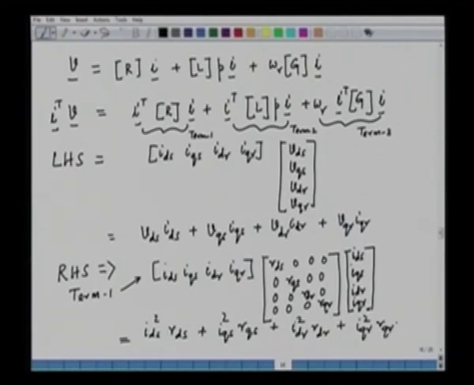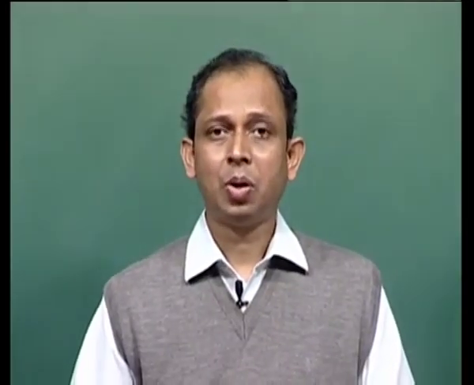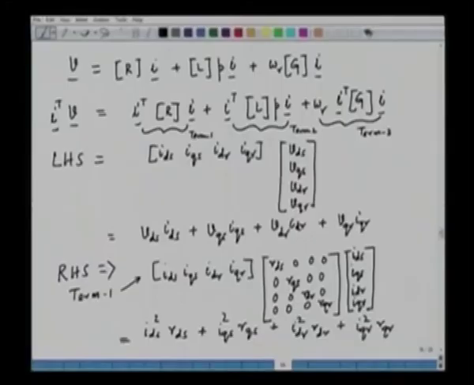Now, what is this? This equation represents the electrical loss of the system, the I square R loss of the system. So, the term 1 represents the I square R loss of the system. We have assumed that there is no core loss, there is only copper loss. So, these 4 components, IDS square RDS plus IQS square RQS plus IDR square RDR plus IQR square RQR represent the loss of the entire system.